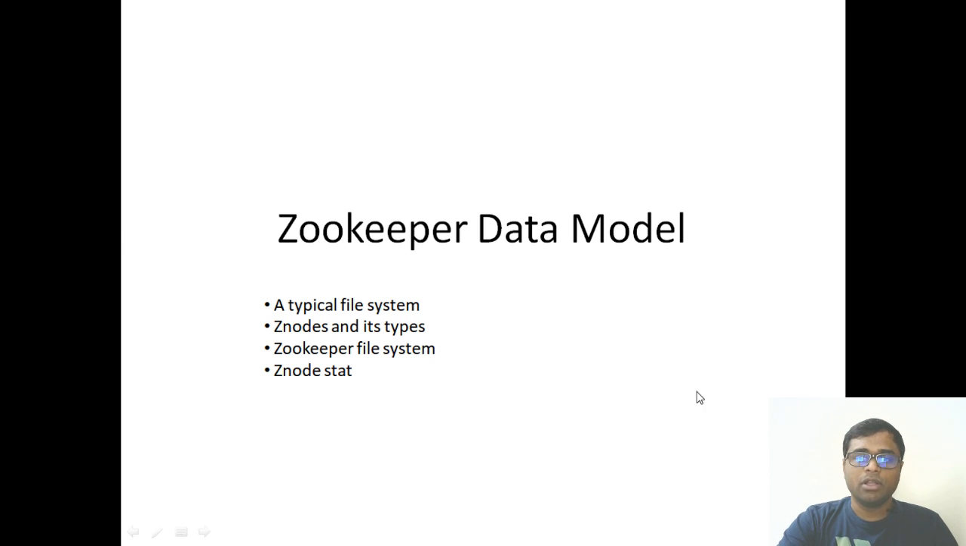In the previous tutorial, we have seen what exactly Zookeeper is, how exactly Zookeeper addresses the problems faced by distributed systems. In this tutorial, we are going to dig a little bit deeper into Zookeeper service. We are going to see what Zookeeper data model is, and under this section, we are going to see what exactly a typical file system means, what are Znodes and what are the different types of Znodes, what exactly Zookeeper file system means, and what does a Znode stat mean. So let's get started.